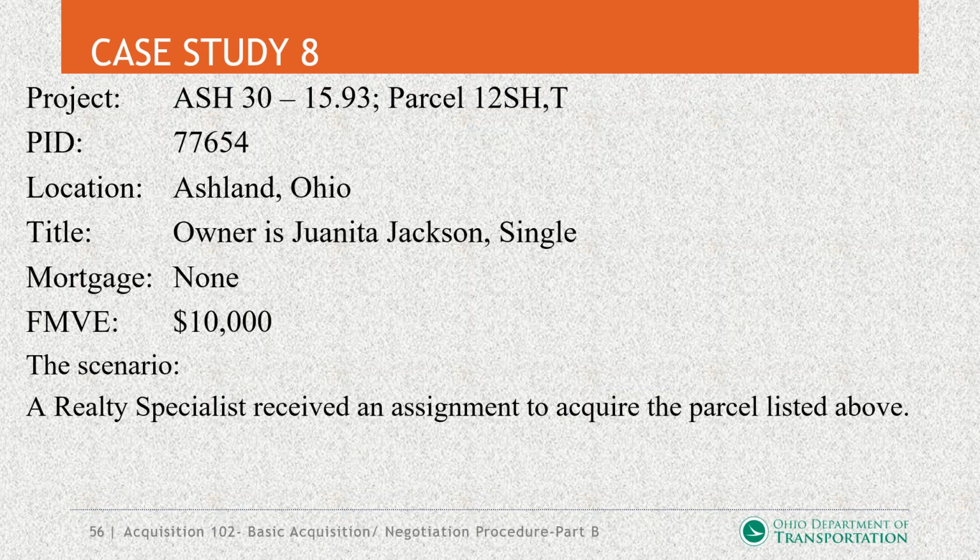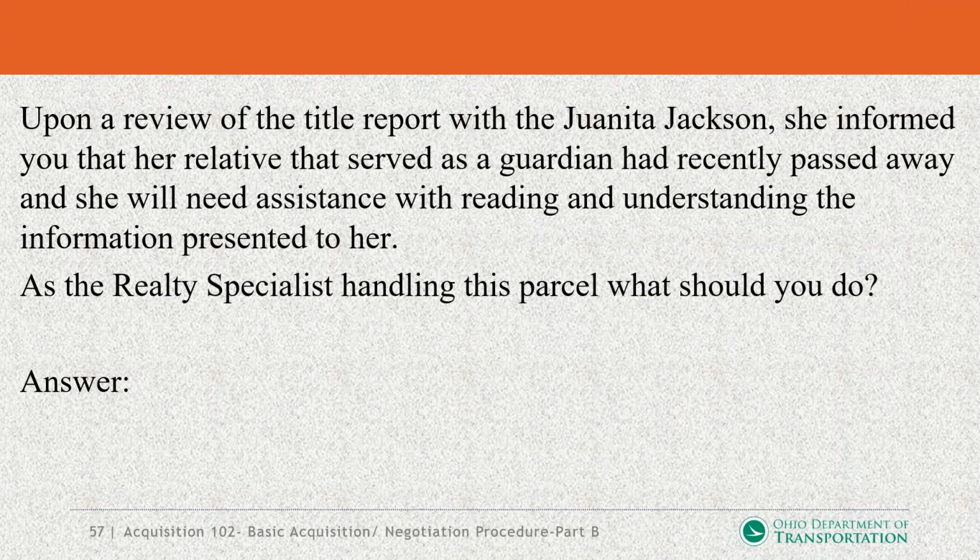Next case study, we're dealing with Ashland 30, 15.93, parcel 12, standard highway easement and a temporary. There's our PID in Ashland, Ohio, Juanita Jackson, single person, no mortgage, $10,000 is the FMVE. The realty specialist received an assignment to acquire the parcel listed above. Upon the review of the title report, Juanita Jackson informed you that her relative who served as a guardian had recently passed away, and she will need assistance with reading and understanding the information presented to her. As a realty specialist handling this parcel, what should you do?